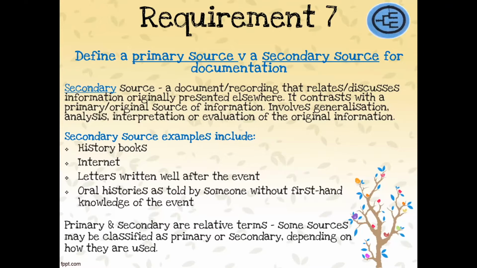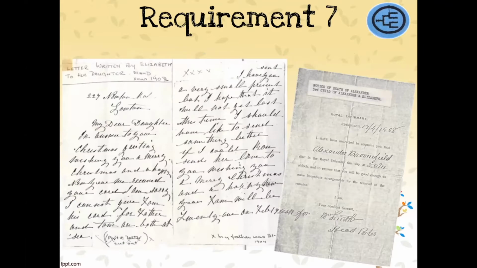And sometimes primary and secondary are relative terms. Some sources may be classified as primary or secondary, depending on how they're used. So now I've got some examples for you here. I'd like you to tell me, for the letter on the left-hand side, is it a primary source of information or is it a secondary source of information?